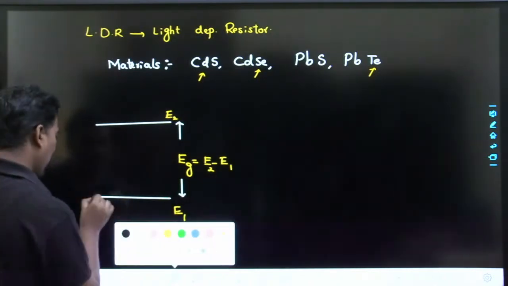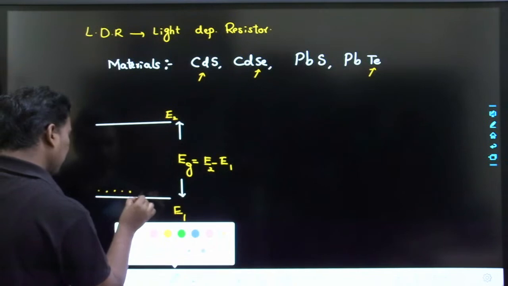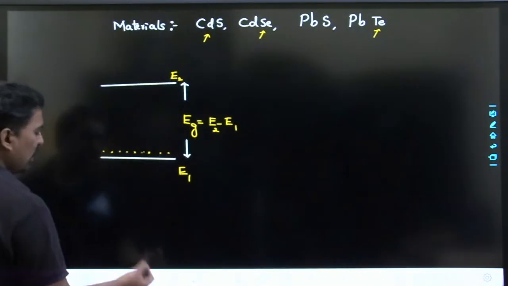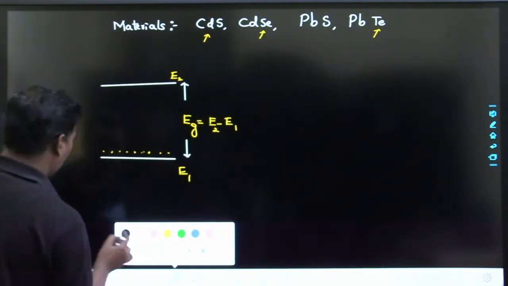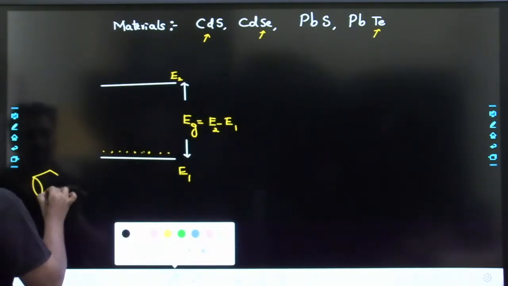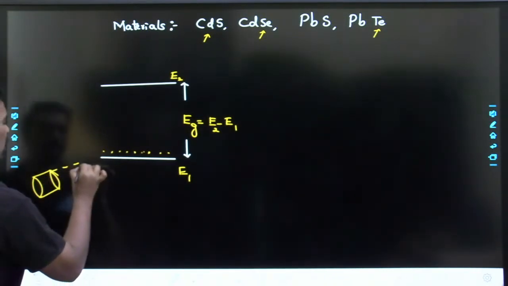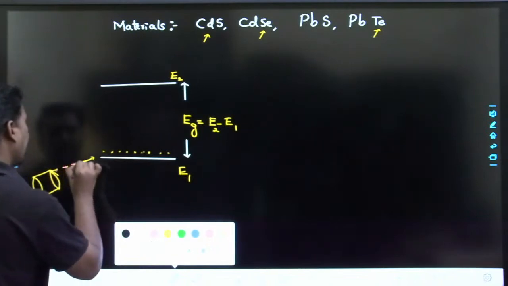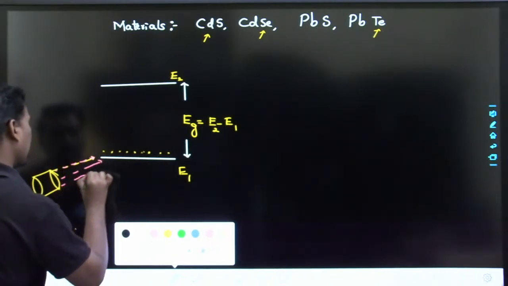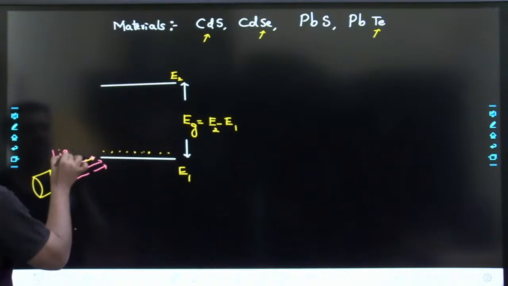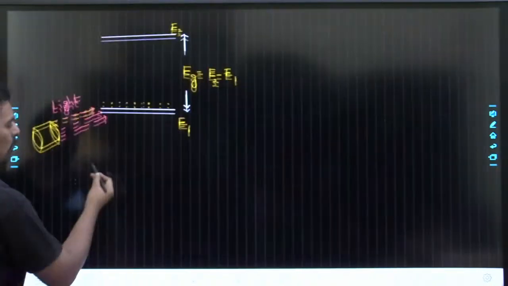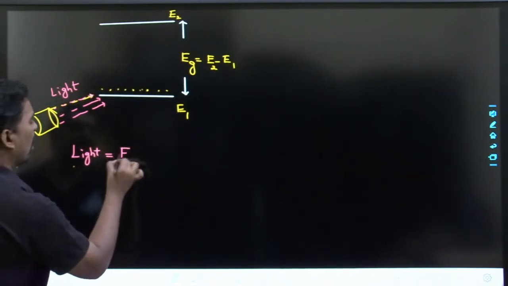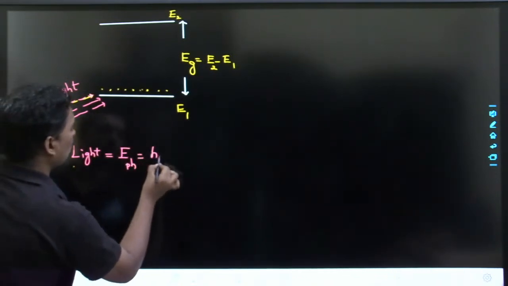So electrons are waiting for the energy here. They require some energy. Suppose a light is focused from a light source like this. We know very well light has energy. The energy of the photon we know very well, h into nu, h into frequency.